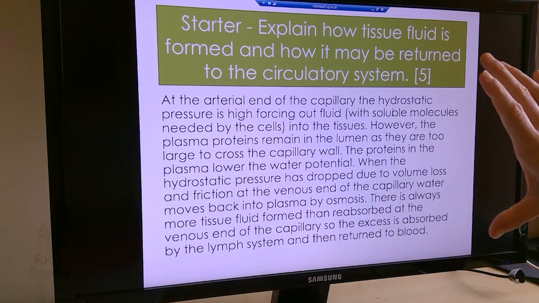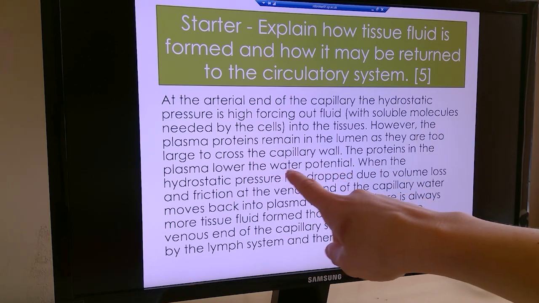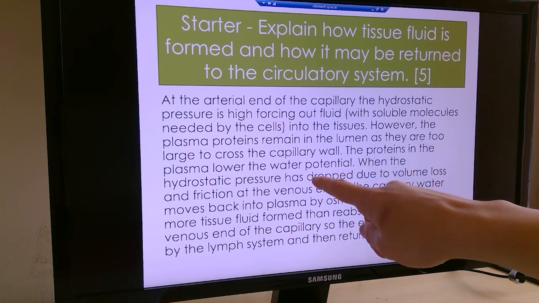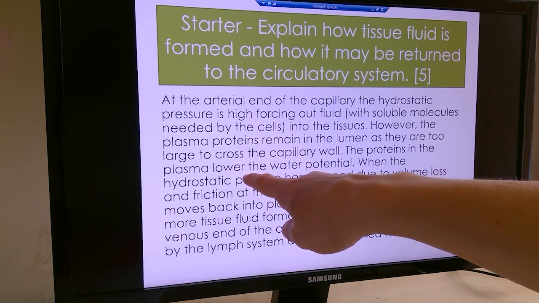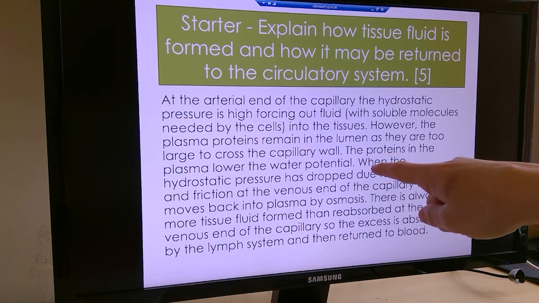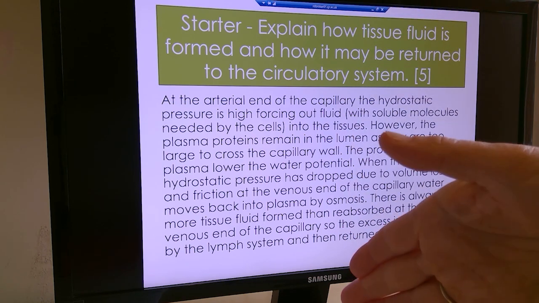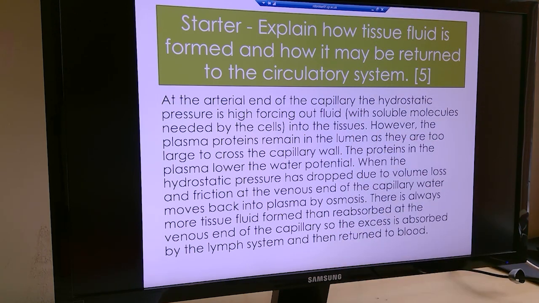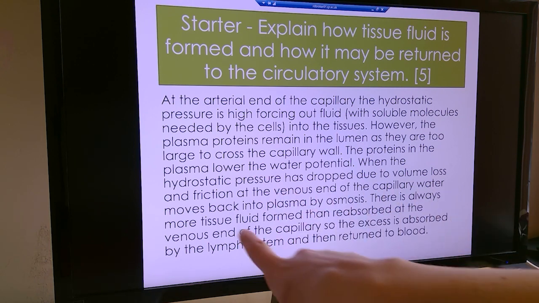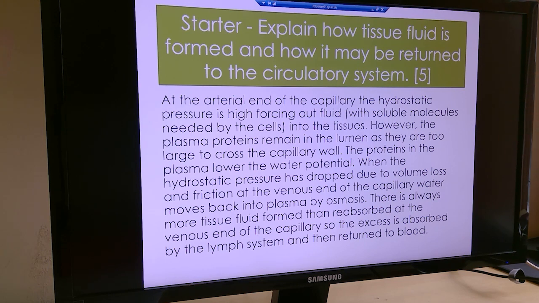Okay, so your answer should be as full and detailed as that, maybe even more so about the water potential gradient, so saying that the water potential is lower inside the capillary because of the plasma proteins lowering the water potential. Therefore, there is always a water potential gradient from the tissue to the blood for water to move by osmosis. However, it only does this at the venous end because the hydrostatic pressure drops below that opposing osmotic pressure, that opposing water potential gradient.